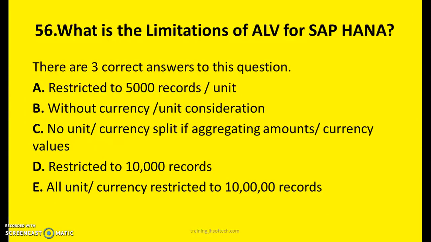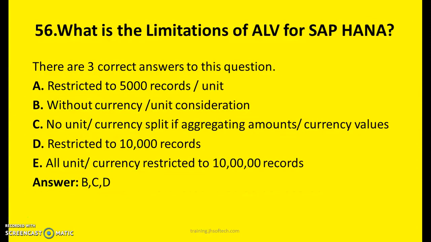56th question, what is the limitation of ALV for SAP HANA? There are three right answers for this. A, restricted to 5000 records per unit. B, without currency or unit consideration. C, no unit currency split if aggregating amount transfer currencies values. D, restricted to 10,000 records. E, all unit currency restricted to 10,000 records.